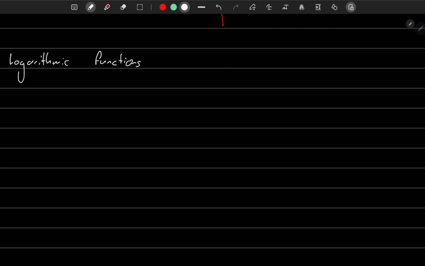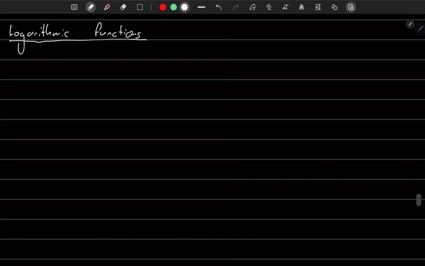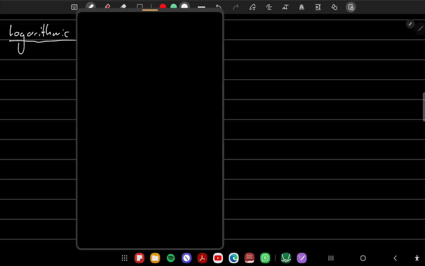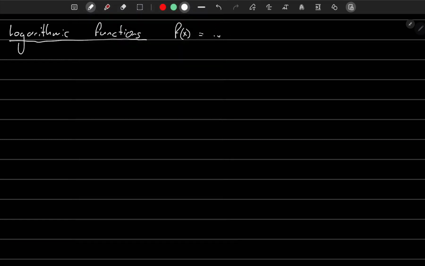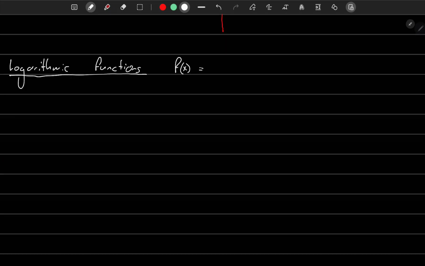So logarithmic functions. Why is this thing refusing to give me an arrow? It's fine. Anyways, lastly, we're going to talk about logarithmic functions. And basically, a logarithmic function is a function that has a log in it. It's literally as simple as that. It's f of x is equal to some log with base a of some x. So this is the general equation for that, and the shape of a logarithmic function.